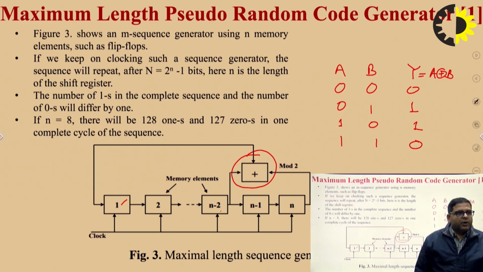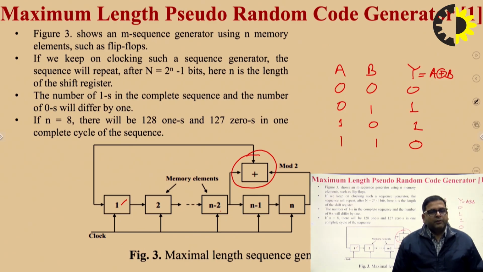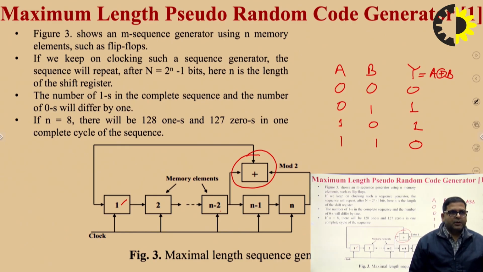The number of ones and the number of zeros in the complete sequence will differ by 1, which is one of the most important properties of a maximal length sequence. For example, if we have n equals 8, then there will be 128 ones and 127 zeros in one complete sequence.